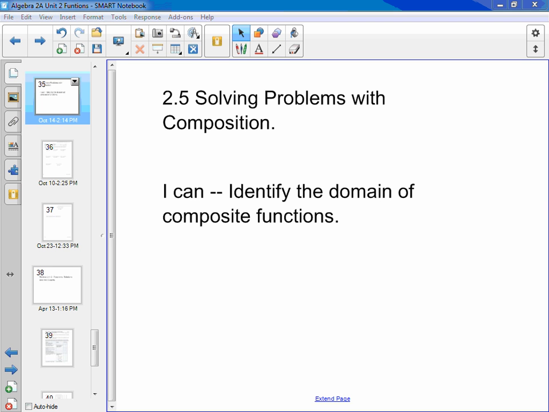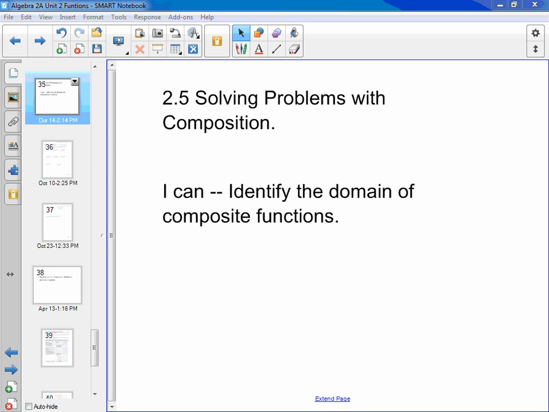All right, today's section is on 2.5, solving problems with composition. When we're done, you're going to be able to identify the domain of composite functions. Now, before we do that, we're going to have to do a little warm-up in order to help you get a skill down that you need to do this.